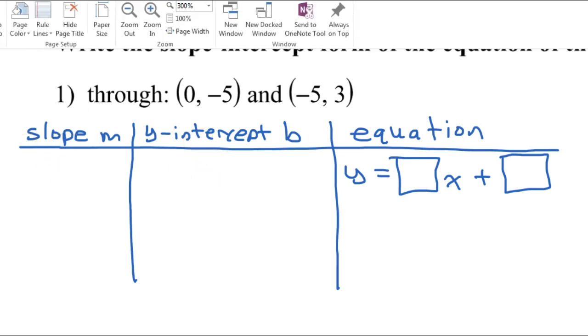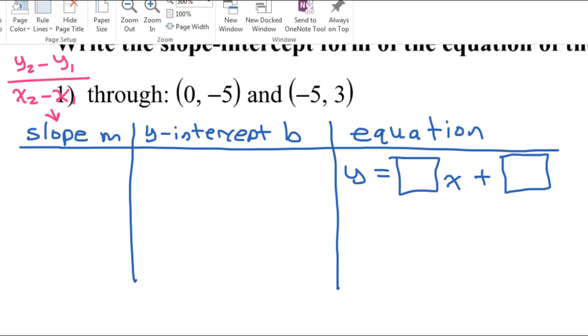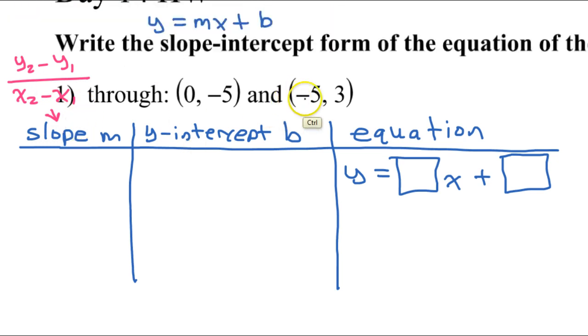When you are given coordinates like this, you can find the slope by doing y2 minus y1 divided by x2 minus x1. This is how you find the slope. So that's what I'm about to do right now. So y minus y: 3 minus negative 5. That's y minus y over x minus x, so negative 5 minus 0.